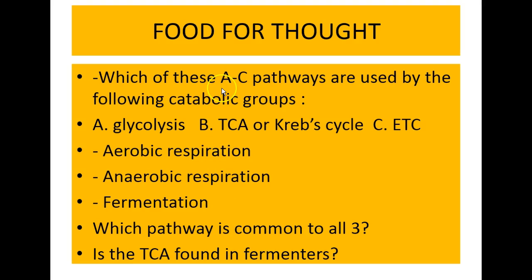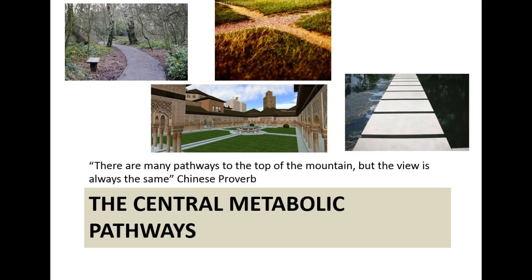Which of these pathways, A through C, glycolysis, TCA or Krebs cycle, and the electron transport chain, can be found in aerobic respiration metabolic pathways, anaerobic respiration, or fermentation? Which pathway is common to all 3, glycolysis, TCA or Krebs, or ETC? Is the TCA or Krebs cycle found in fermenters? The next PowerPoints will look at these 2 central metabolic pathways, glycolysis and the TCA, in more depth.